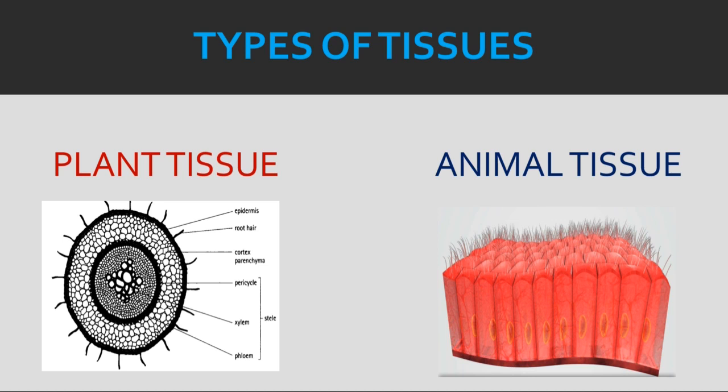There are two types of tissues. One is plant tissue, and one is animal tissue. The tissue which is present in plants is different from the tissue which is present in animals. So let's move to the next slide and discuss in detail the plant tissue as well as the animal tissue.